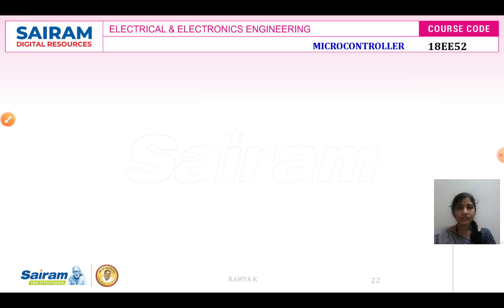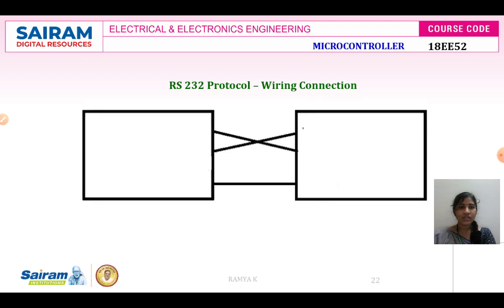Next is your RS-232 protocol wiring connection. You cannot directly connect RS-232 to your 8051 microcontroller. Why? Because the RS-232 protocol is not compatible with TTL logic, TTL in the sense transistor-transistor logic. You can see here it consists of two blocks. First one is going to be your DTE, that is data terminal equipment, and the next one is the data communication equipment.